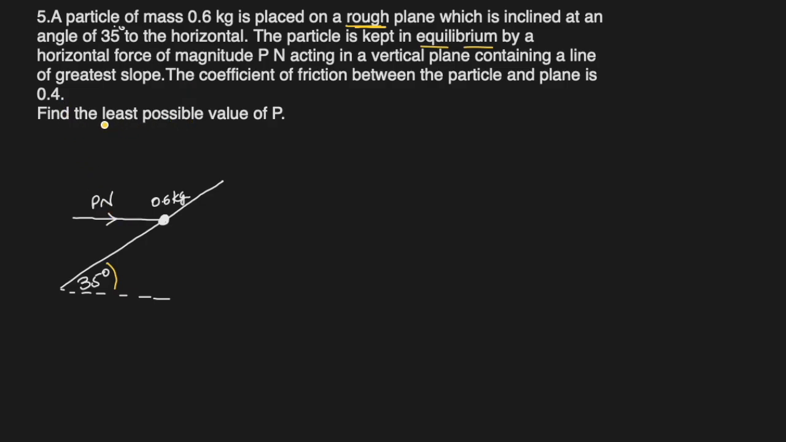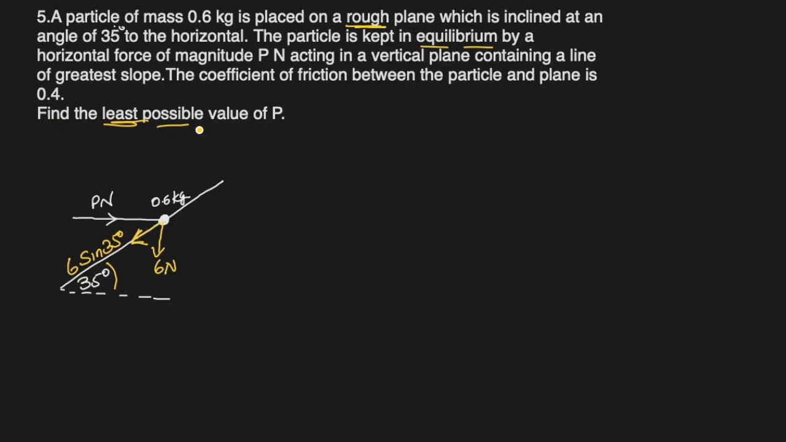Find the least possible value. First of all, we should understand why they have said least possible. That means we should just hold it. We should not let it slide down. Which force is making it slide down? The component of the weight. The weight of this will be 0.6 times 10, 6 newtons will be the weight this way. Its component down the slope is the weight itself times sine of the 35 degree angle. This will be the force responsible for it to go down.